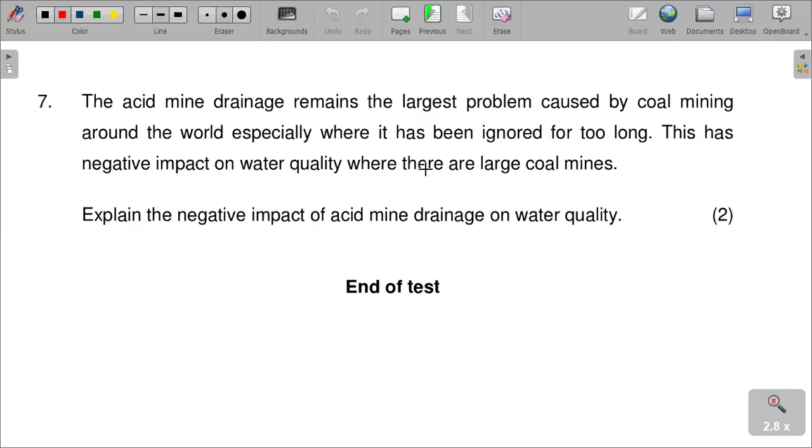Acid mine drainage remains the largest problem caused by mining around the world, especially where it has been ignored for too long. This has a negative impact on water quality where there are large coal mines. Explain the negative impact of acid mine drainage on water quality.